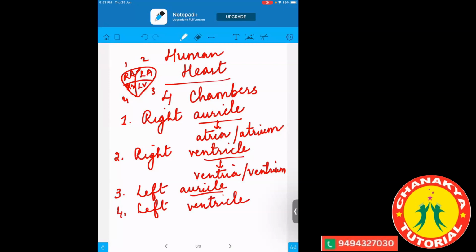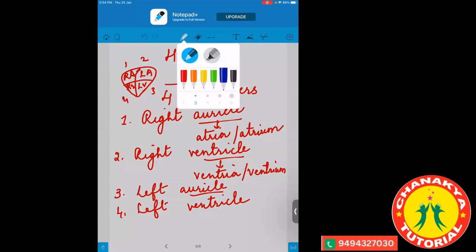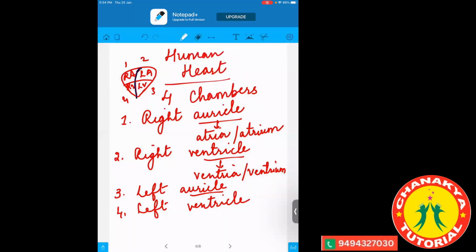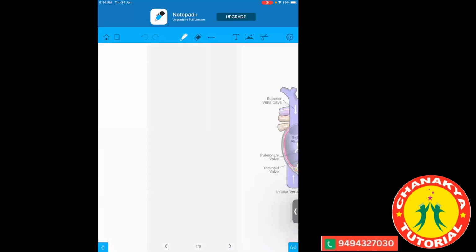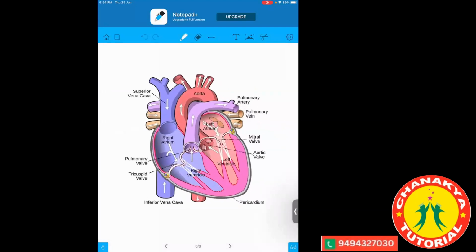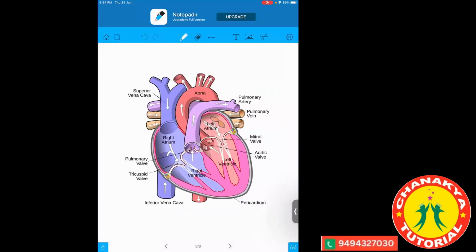Now, in between these 4 chambers, we have a layer, or a division, called the septum. They are divided by the layer called the septum. So the septum is basically the division between the 4 chambers. Now this is the structure of the human heart. I'll tell you how it actually works.